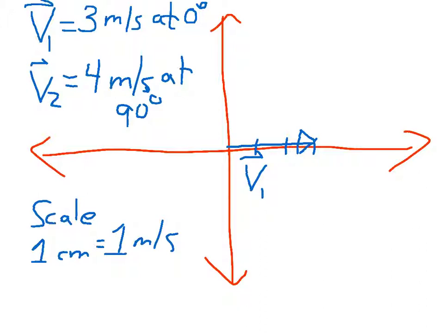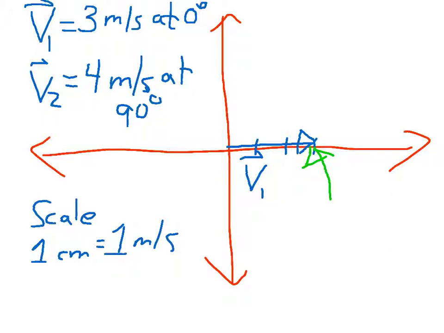Okay, now here's where the tip-to-tail method comes in, because what I need to do with this second vector is add it to the first vector, and I need to do it in such a way that the vector starts out at the tip of the previous vector. So vector 2 is going to start out at the tip of vector 1. Well, the tip of vector 1 is right here. I've just identified it with this green arrow. So I start vector 2.